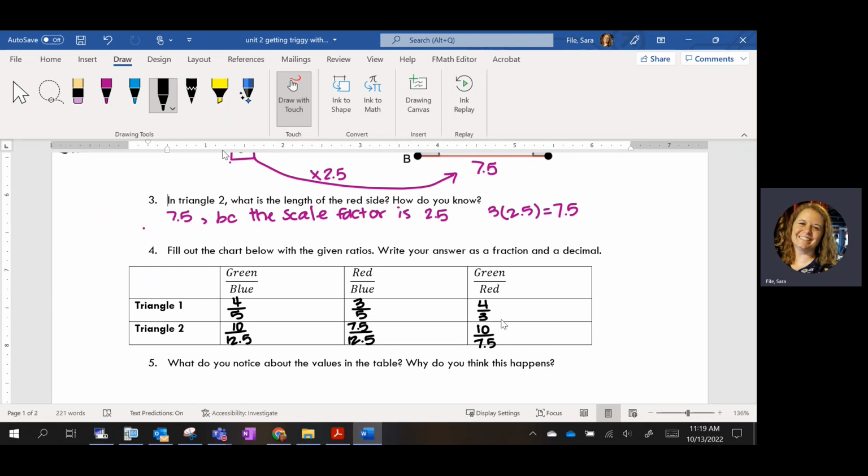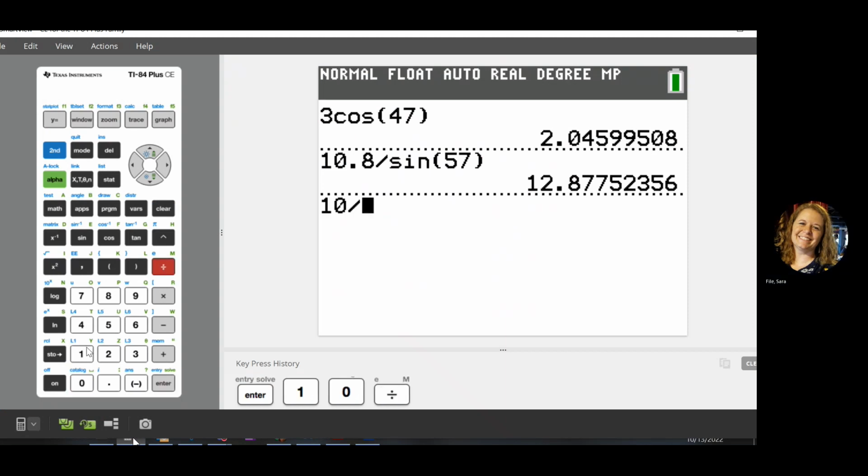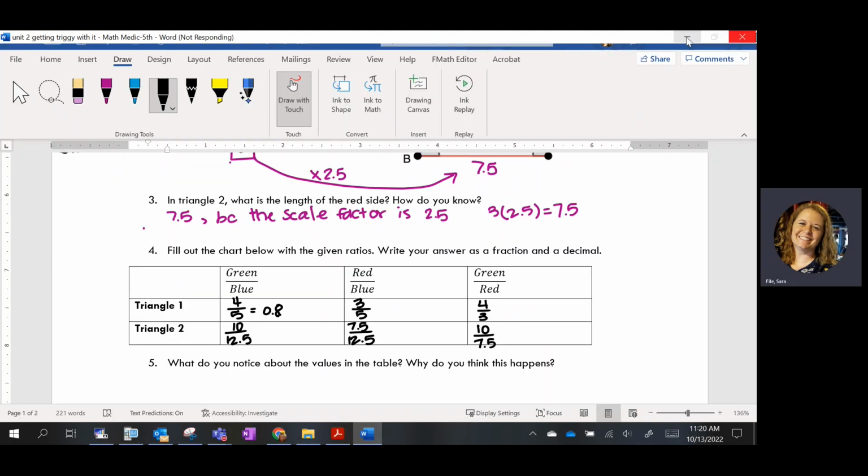All right, so now what are those as decimals? If you calculate this, 4/5 is 0.8. And in the calculator, you probably don't know this one in your head, you might have to do 10 divided by 12.5. So you can see that also comes out to 0.8. Okay, so that comes out to the same thing.